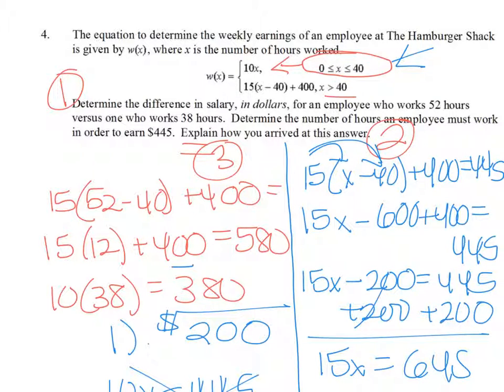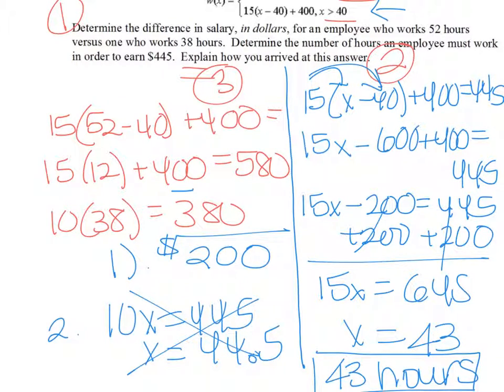In which we get 43. So 43 hours fits into the domain of the second given equation. And the explanation as to how we arrived at this answer is anything along the lines of what I just did and explained.